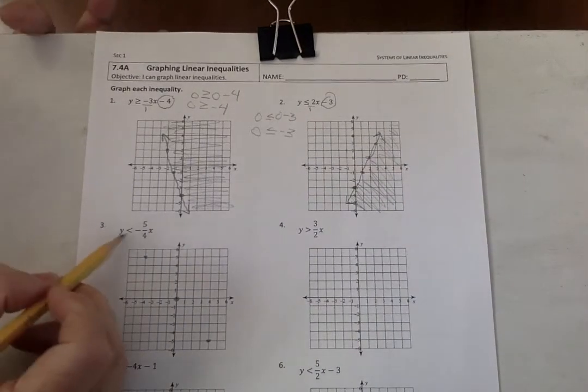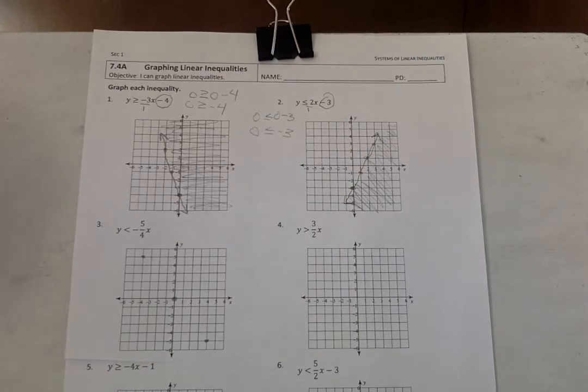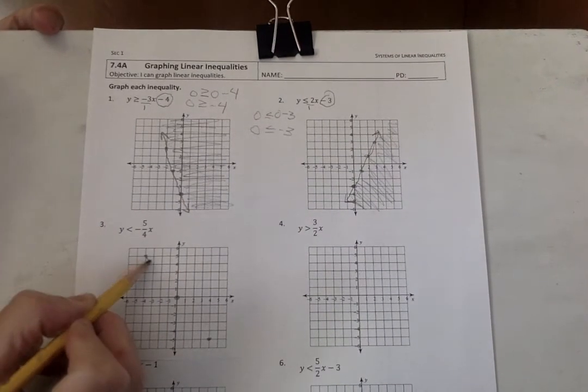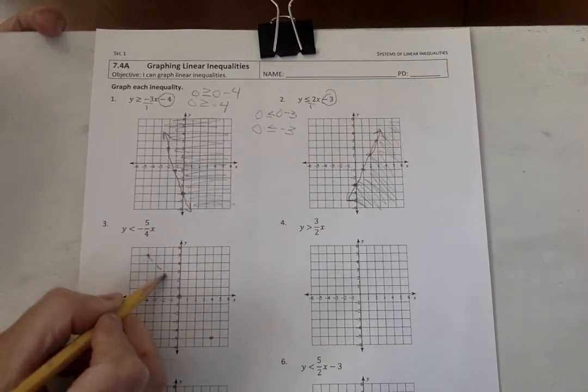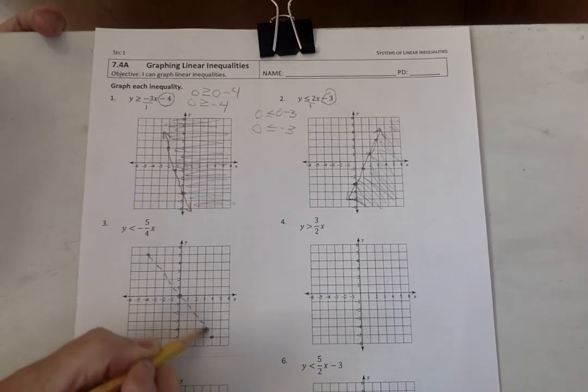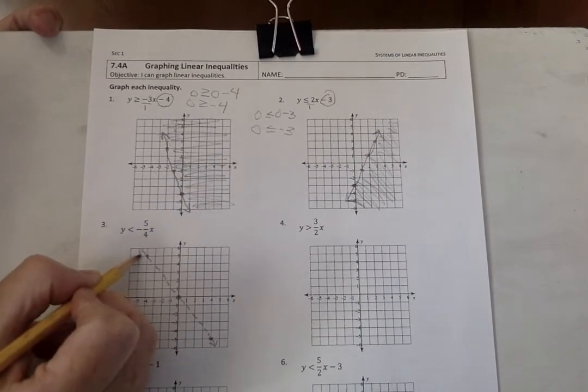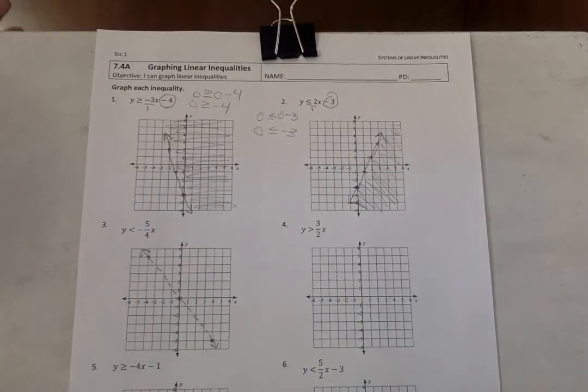Now it's not or equal to, so the solution set does not include the line. So we are going to make a dotted line because it is still the boundary where it should be. Just do the best you can on making a straight line. Okay, so that's the boundary.